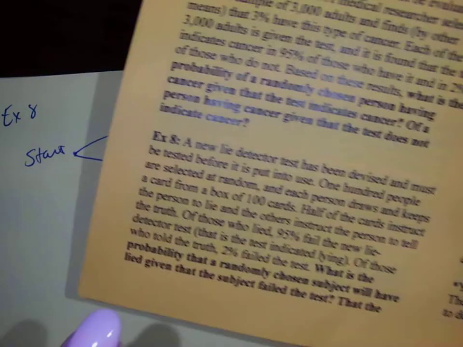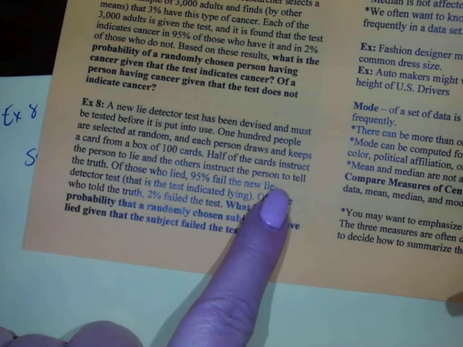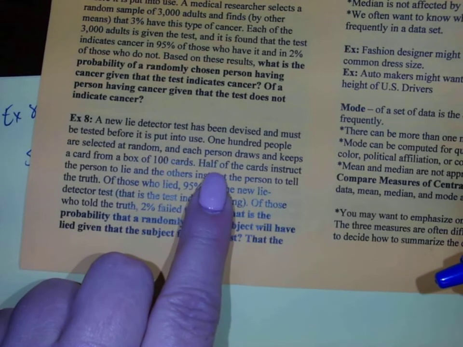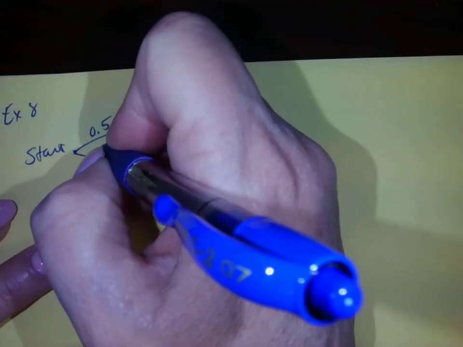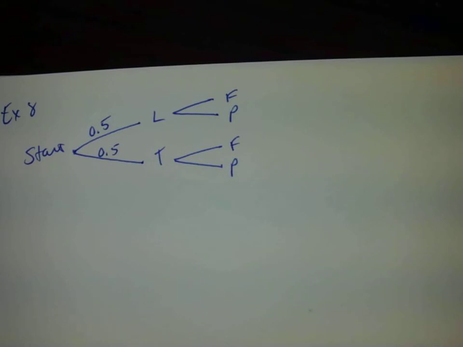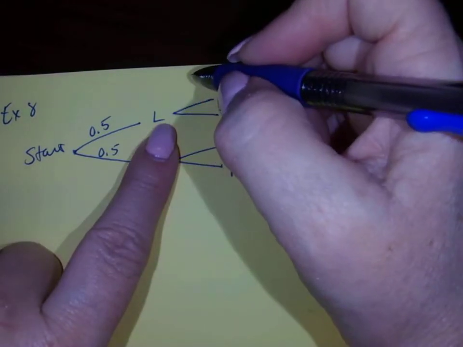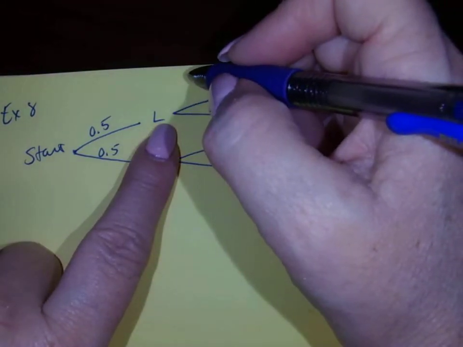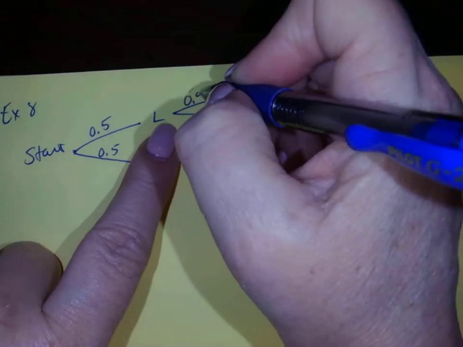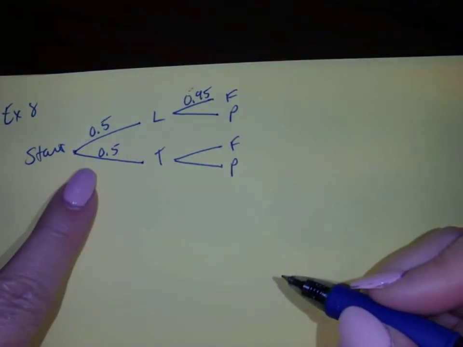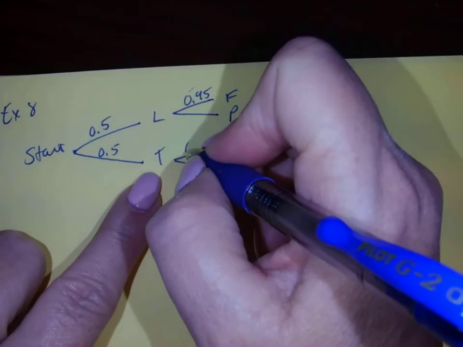Because it says half of the cards instruct the person to lie and the other half instruct the person to tell the truth. So that's where we're going to get the 50% is half. So 0.5 and 0.5, because half are lying, half are telling the truth. Now, of those that lied, it said that 95% fail the lie detector test. And then of those that told the truth, 2% failed.